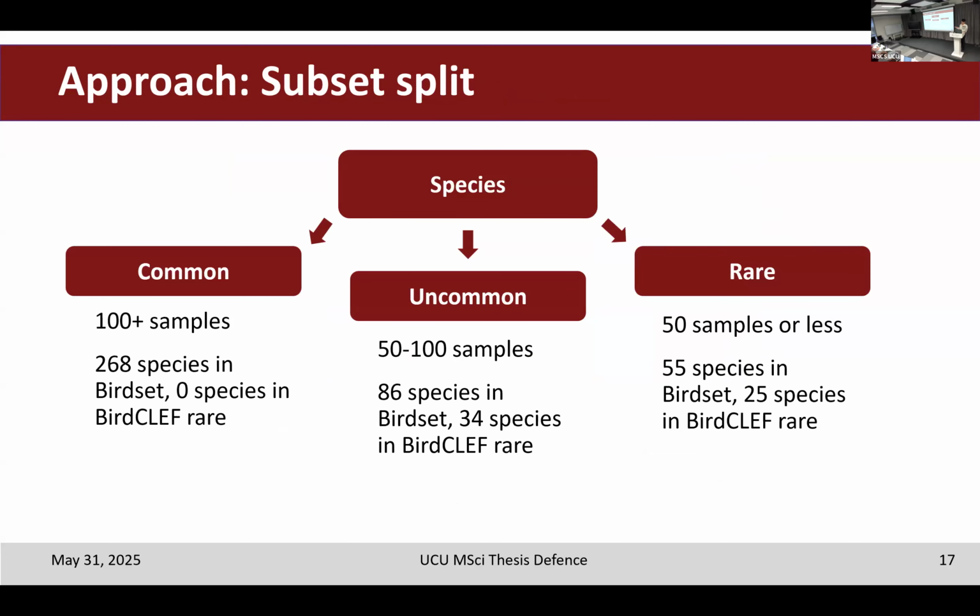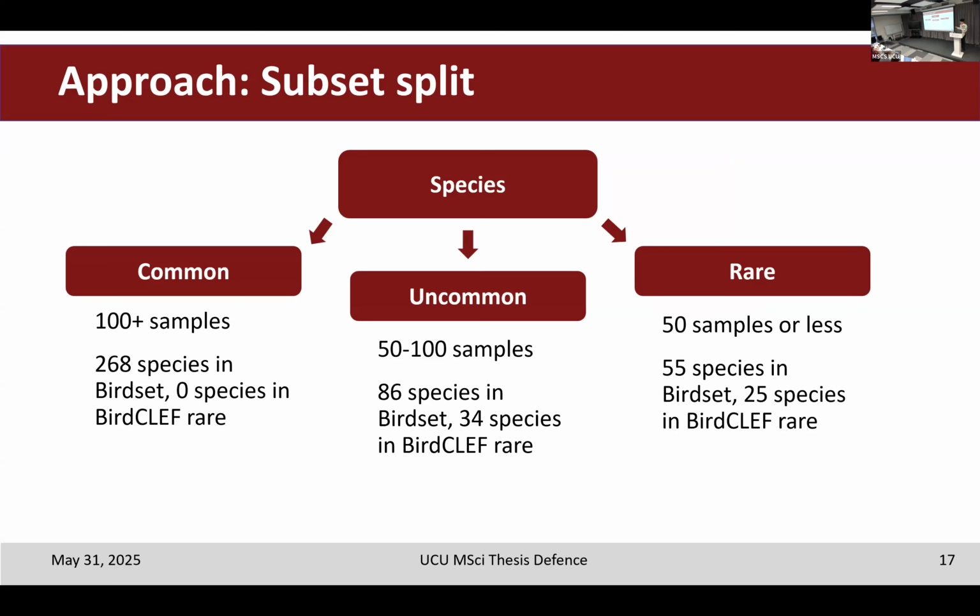And finally, we can perform a subset split. So we have common, uncommon, and rare species. We treated common species as species with 100 samples or more in our dataset, and they are found only in the BirdSet dataset. For uncommon and rare species, uncommon have 50 to 100, and rare have 50 or less.